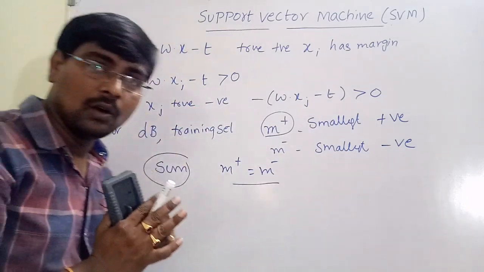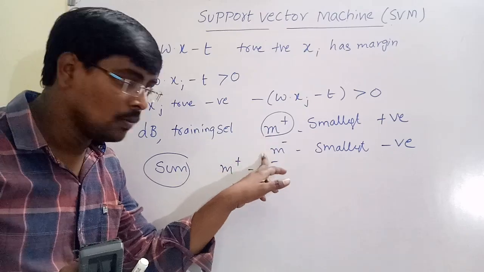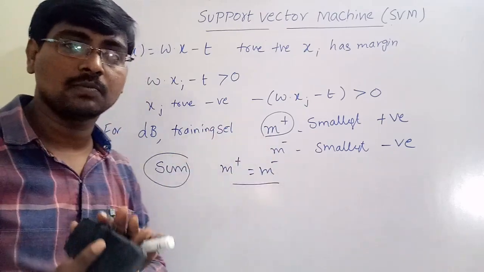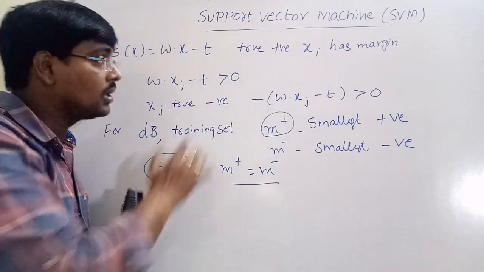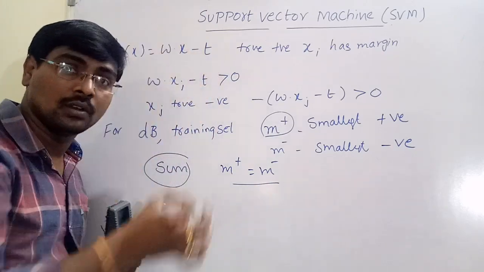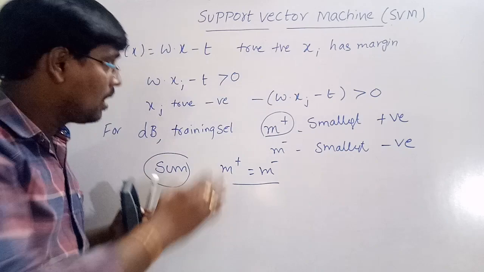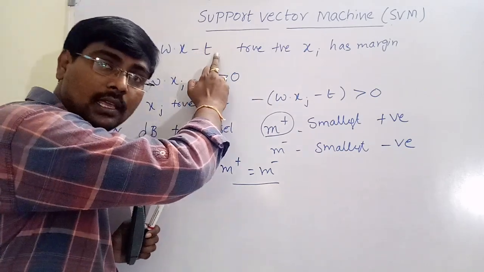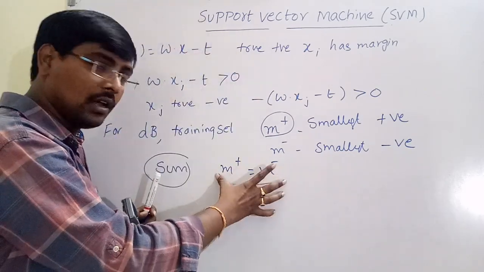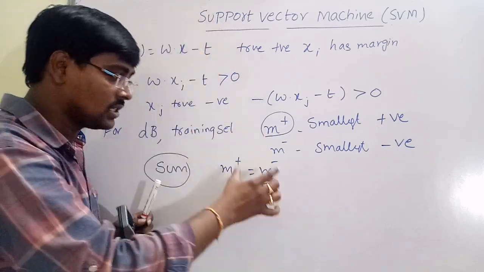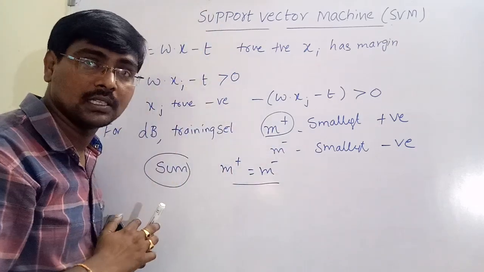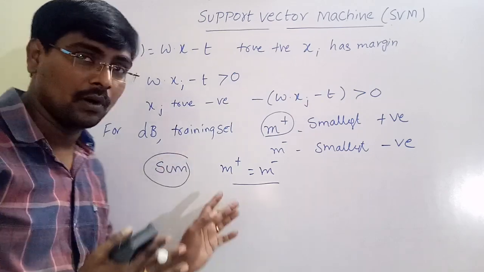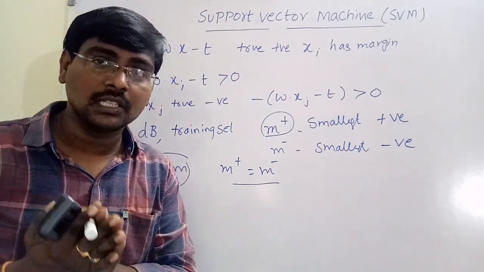And remember, we have to make the sum of these two margins as large as possible. And the sum is independent of the decision threshold t. We have to readjust the t value such that finally our aim is m plus is equal to m minus. And come to the point, the training examples.